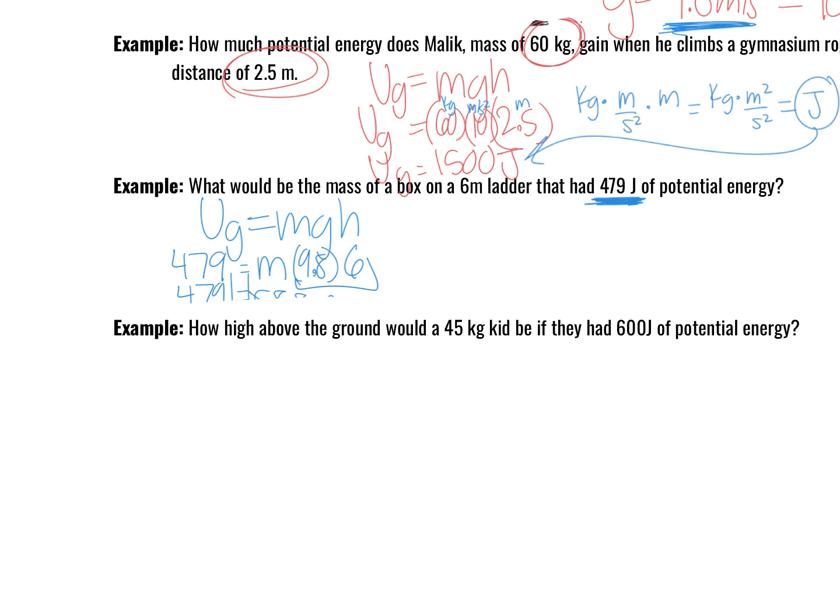All right, this time it asks, how high above the ground? So that means I'm looking for my height. Would a 45 kilogram kid, so that's my mass, be if they had 600 joules of potential energy? They told me it was potential. And I'm assuming because they have height and mass, that tells me it's going to be gravitational potential.